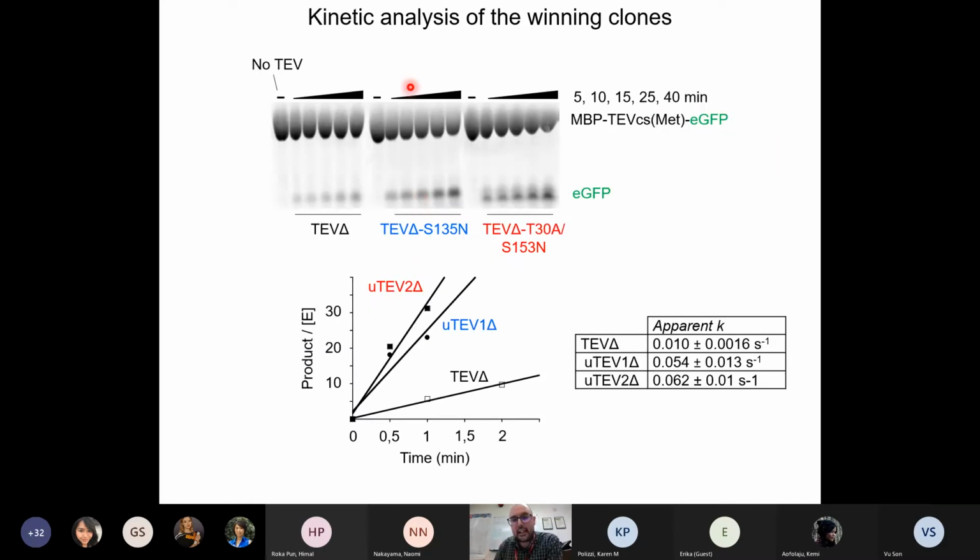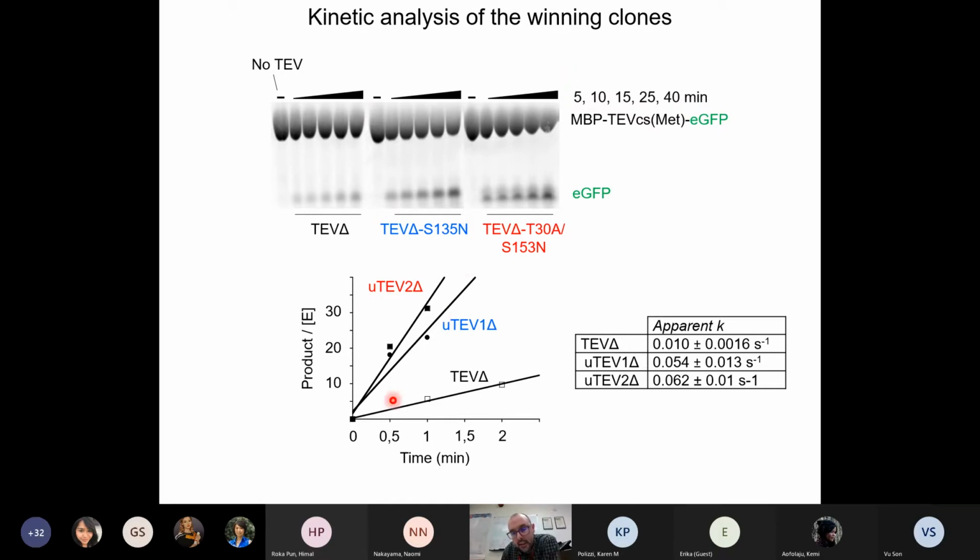Then I did some kinetic analysis of the winning clones, and here you can see that I have a construct. This is the maltose binding protein fused to the GFP through the TEF cleavable site. Here, I'm incubating with the different TEF proteases at different times, in the absence or presence of the TEF protease. If there is no TEF protease, there is no signal of the GFP. But with increasing times, you can see a much higher increase in the appearance of this band that matches the EGFP that has been released, that has been processed from this construct.